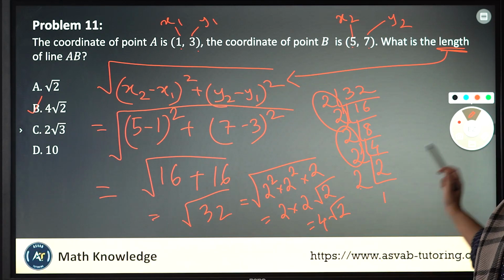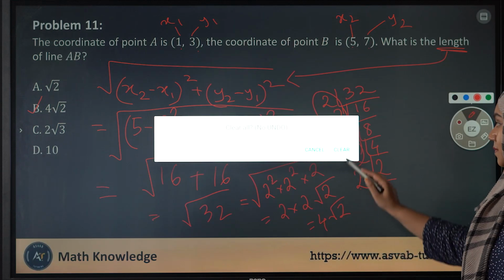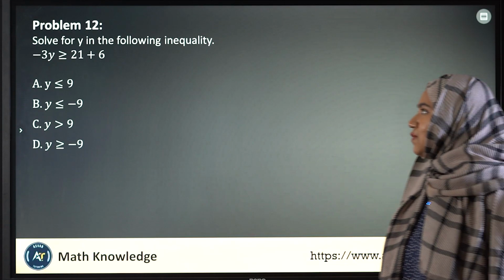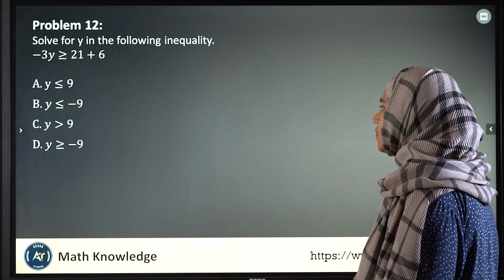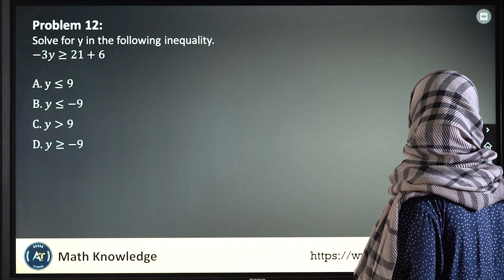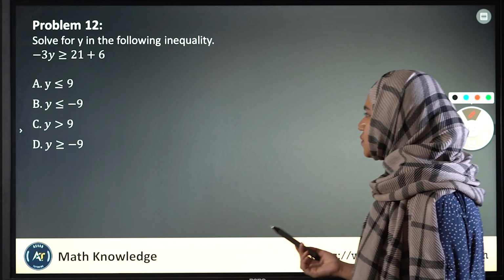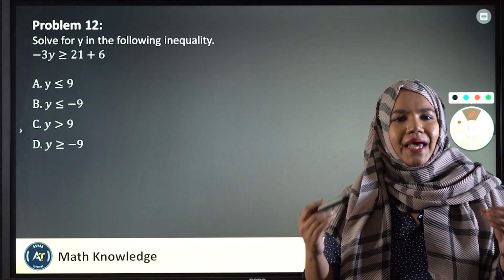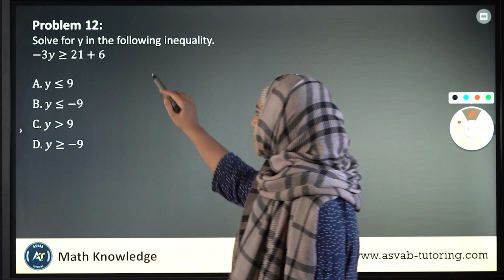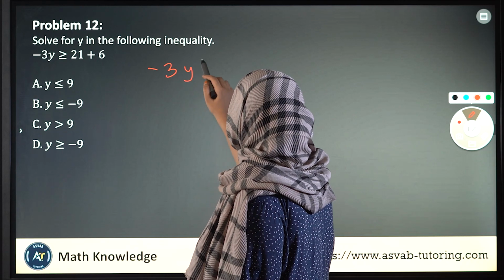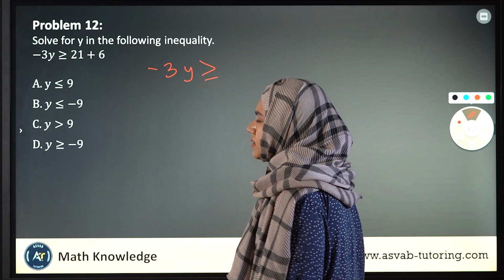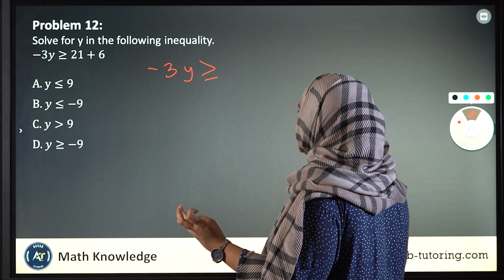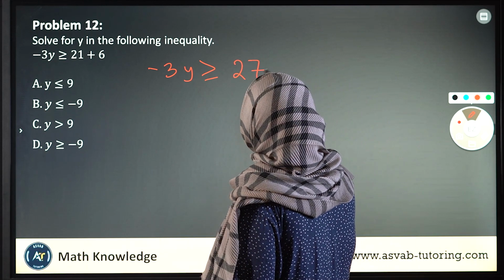All right? The last sum remains. Let's look at problem number 12. Solve for y in the following inequality. To solve any sort of inequality, the first step that you need to do is look at the inequality sign as just a plain equal sign, all right? So let's do that. That gives us negative 3y greater than or equal to 21 plus 6, which is 27, right?